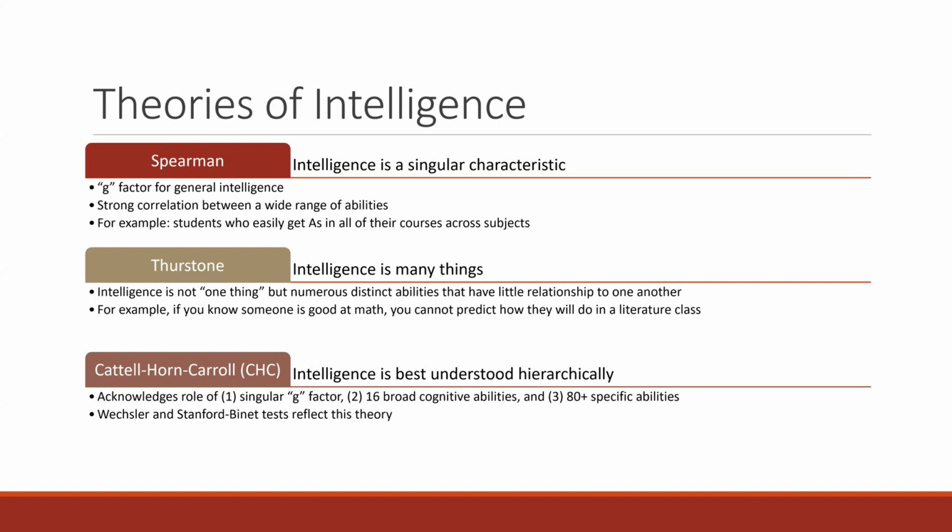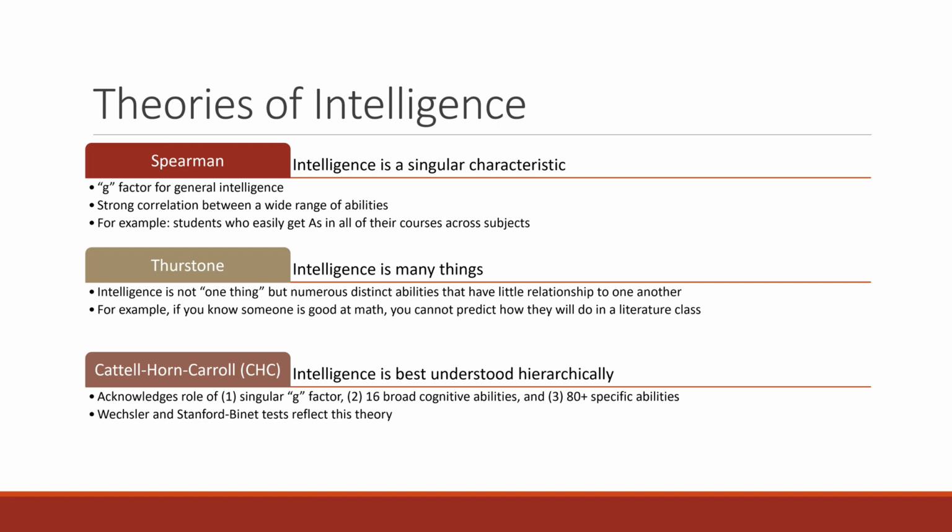They both did different research to support their theory, but ultimately they were combined into what we now call the modern theory of intelligence. It's called the Cattell-Horn-Carroll theory, which you can just call the CHC theory, which is really a combination of Spearman and Thurstone's ideas. And they say that intelligence is best understood hierarchically. What this means is that they acknowledge that there is a singular G factor. There is this broad intelligence that we can measure in people that is associated with a wide range of abilities. However, you can then, in the hierarchy, break that down and look at people's broad cognitive abilities. They broke these into 16 different areas.